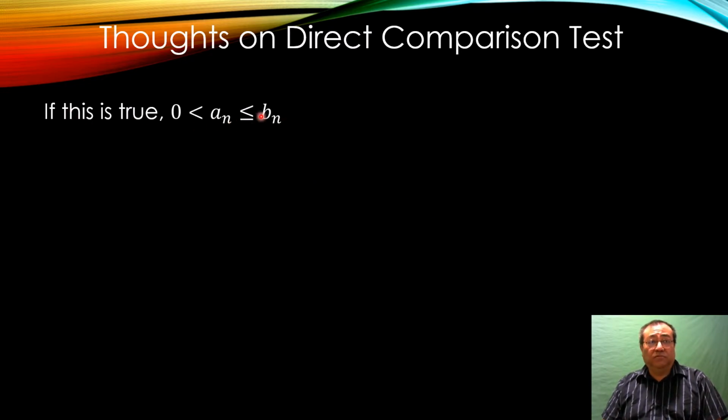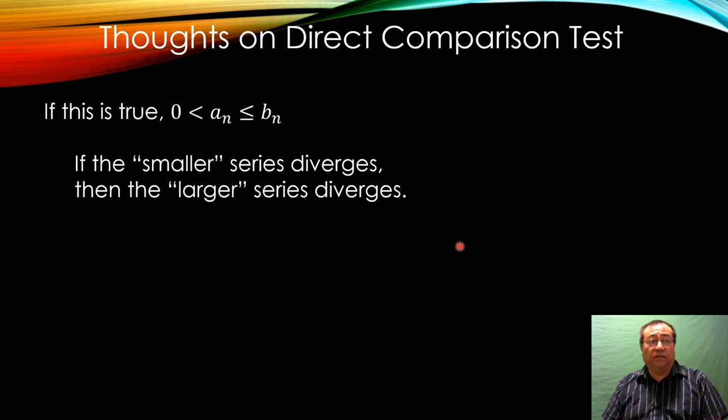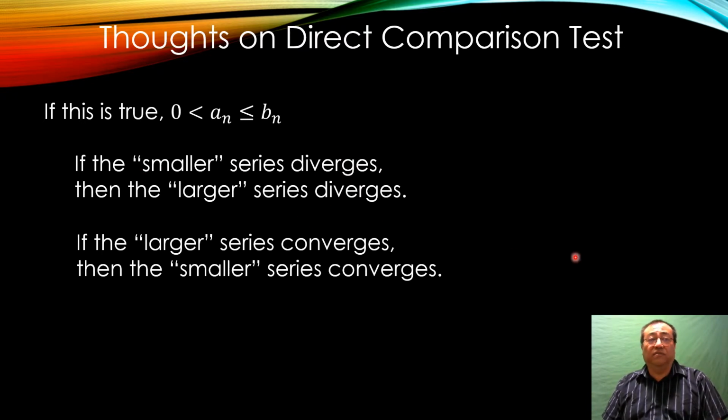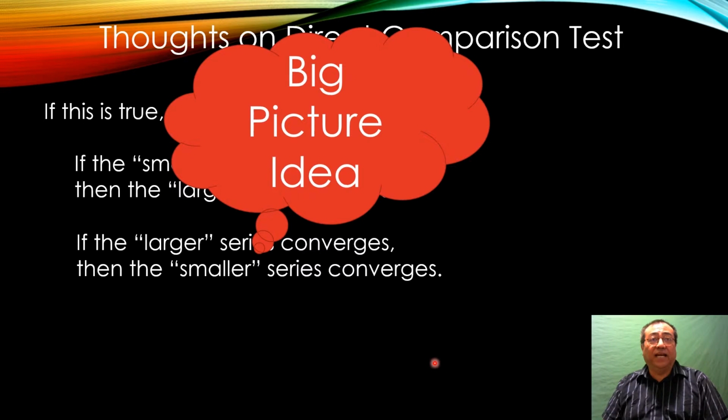Alright, if this comparison is true, and we know it, then if the smaller series diverges, the larger series diverges. If the larger series converges, then the smaller series converges. And this is a big idea. This is a big picture idea for all series.